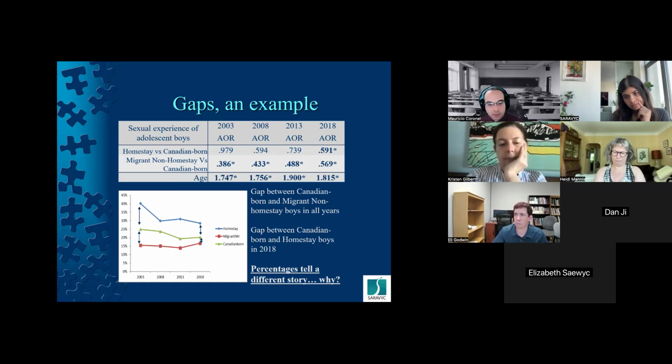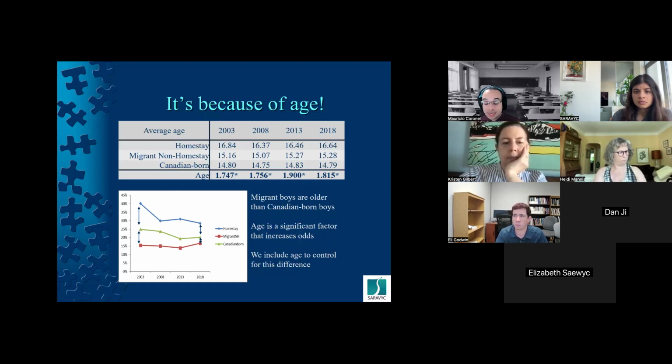Now, when we look at the percentages, you might have noticed that I was saying that homestay were showing less likely to be having sex, but in the percentages, we're seeing the homestay with the frequencies, they're really far above in how likely they were to say yes, or how frequently they were saying yes to this question. So this is an example of the percentages and the regressions for our trend analysis being different. So what's happening here? Why are we seeing this completely different story? And it's because of the age.